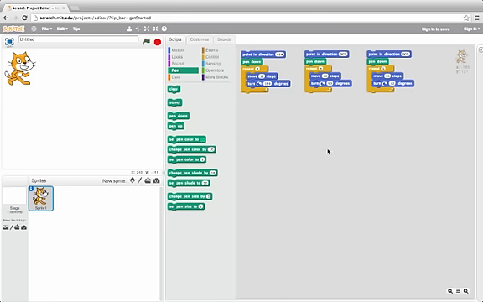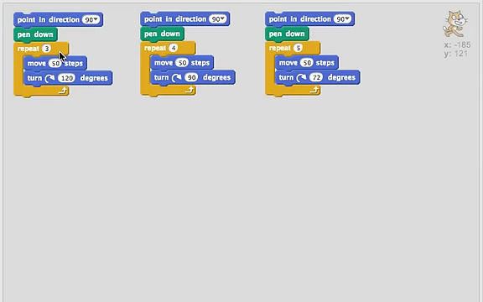Okay, I've written scripts to draw three different shapes. This one draws a triangle, it repeats three times, and each time turns 120 degrees. This one draws a square, it repeats four times, and each time turns 90 degrees. This one repeats five times to draw a pentagon, and each time turns 72 degrees.